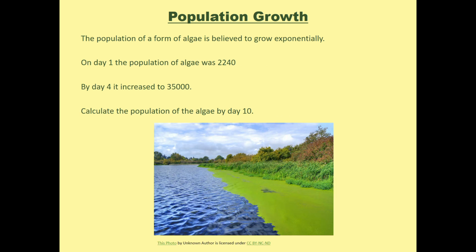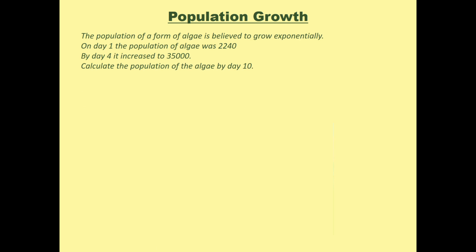Now this one, the population of a form of algae is believed to grow exponentially. Algae is that sort of green stuff that you'll see on the water there. On day 1, the population of algae was 2,240. By day 4, it had increased to 35,000. You're then asked to calculate the population of the algae by day 10. This is different. We haven't got the rate of increase. We don't know what that percentage changes each time.